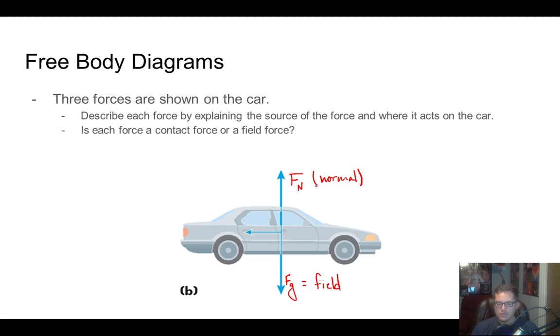Now think about it. Is it a field force or is it a contact force? Well, it's caused by the contact with the ground. And the ground isn't causing a field that's pushing up against gravity. It's just pushing up against gravity with contact. So this would have to be a contact force.